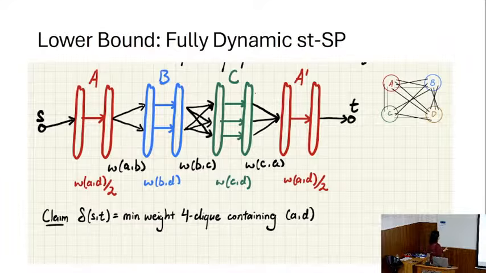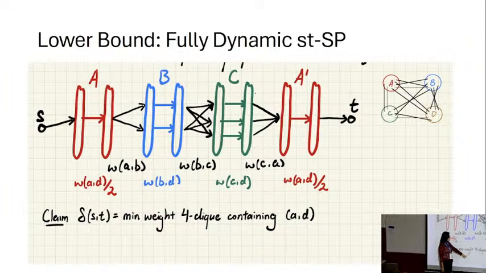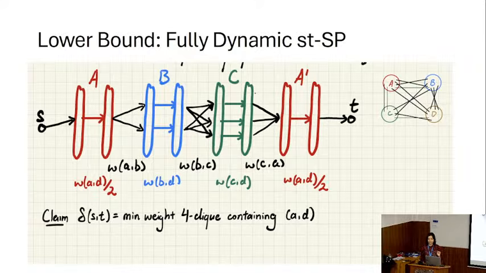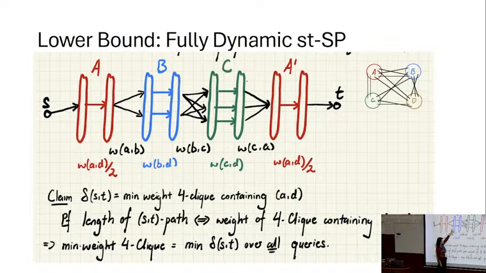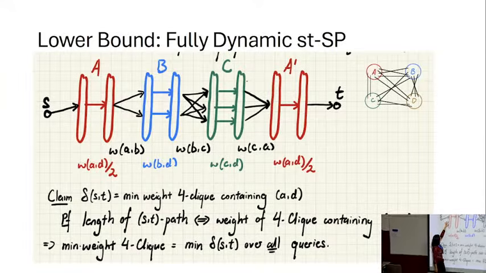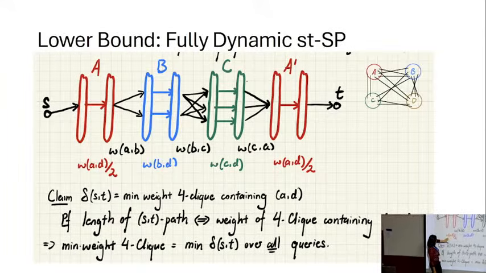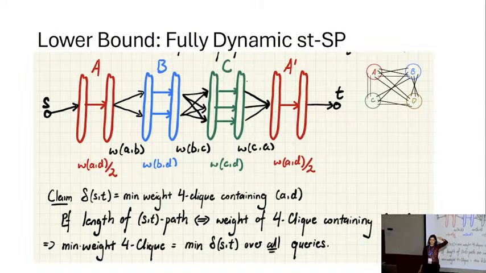Okay, and the claim is that this shortest path, when you are querying it, gives you the minimum weight for the clique containing the edge AD. Okay, that's not very difficult to see. Consider any ST path here. Looking at the length of the ST path, obviously you have just one edge, A to A, and the weight of that edge is AD over 2. And this edge exists only for the particular A you are considering.